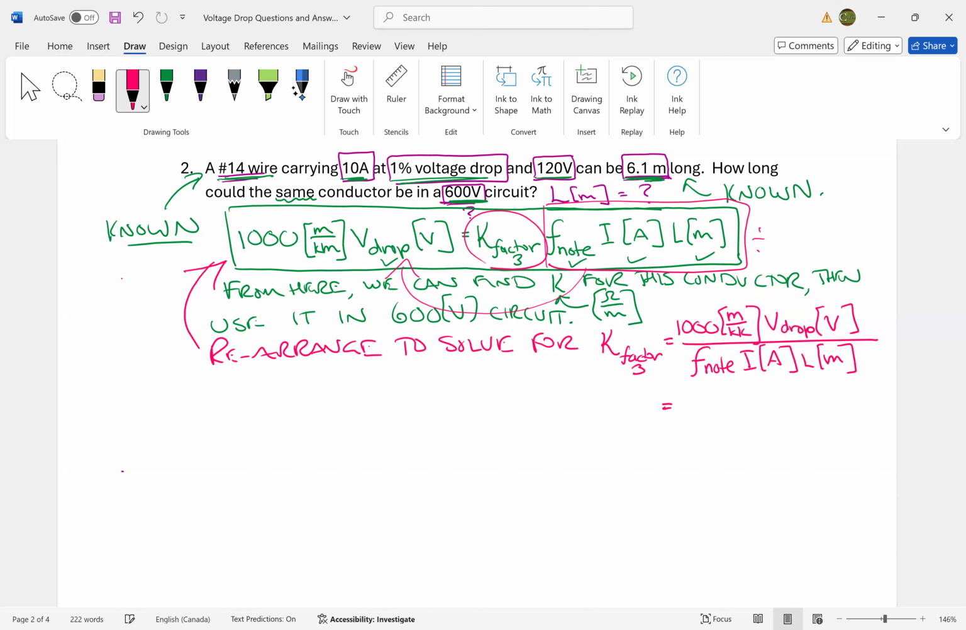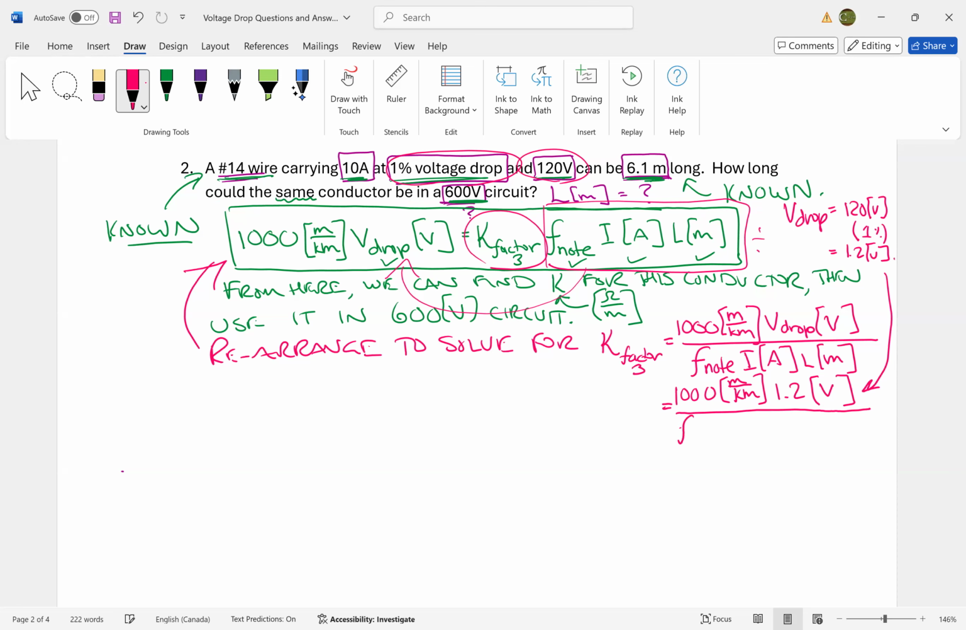Not everybody has the same math background. I believe I put K up here instead of kilometers. This voltage drop of 1.2 I just put in here is because I wanted 1% voltage drop of 120. So V drop equals 120 volts times 1%. And that's where I got 1.2 volts for the voltage drop that I just subbed in right here. And again, comment below if you have any other questions. So F from note 2. This is from note 2.